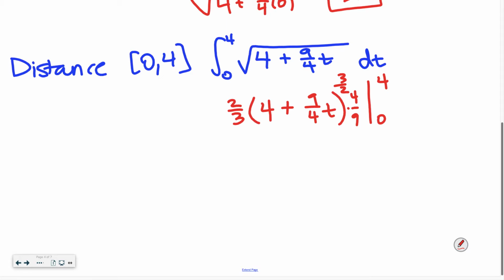I'm with you. So it's like you use u substitution, where u was 4 plus 9/4 t, and u to the 1/2 became 2/3 u to the 3/2, but then we have that 4/9 to balance out the substitution.